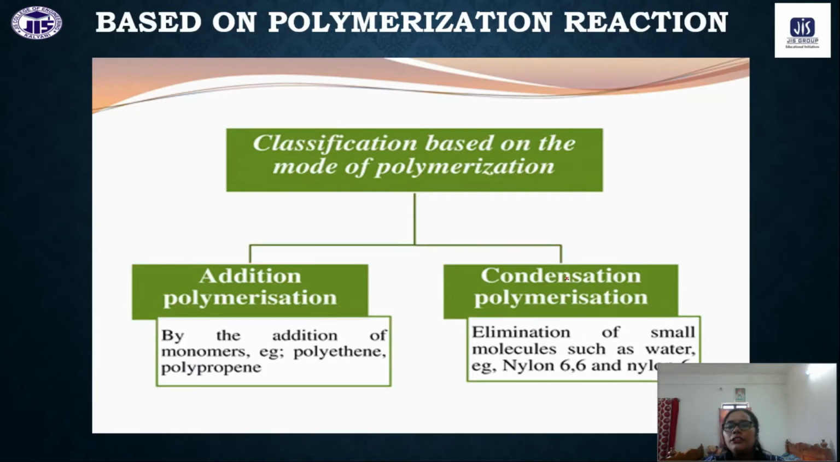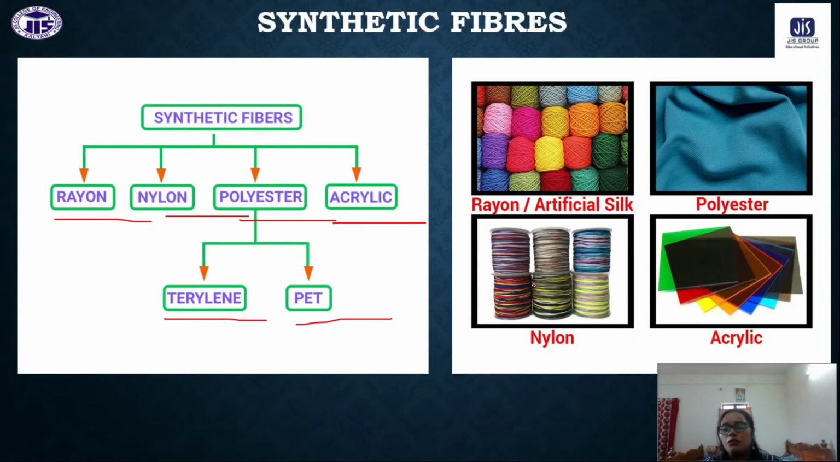What are the specific features of fibers? Fibers have a thread-like structure. The structure is long, and their intermolecular force is to some extent higher than that of the elastomers and the plastics. So these are some of the features of the fibers that we have.